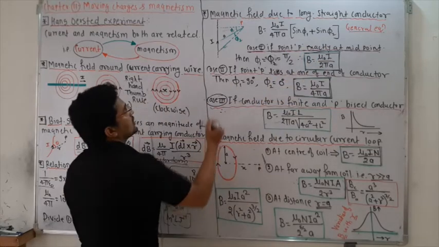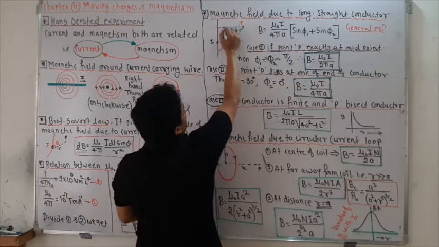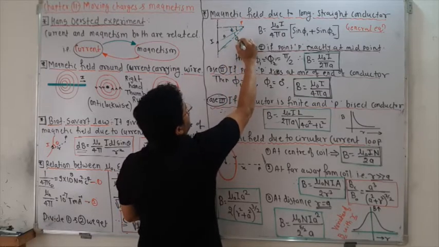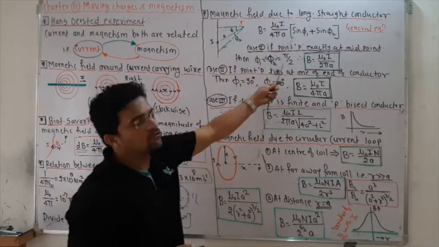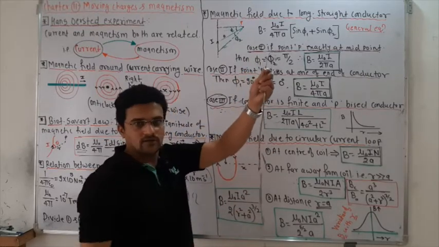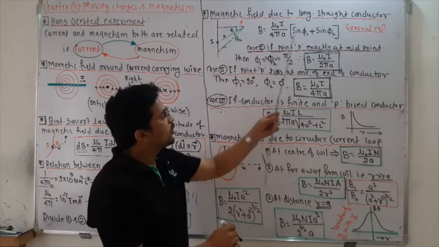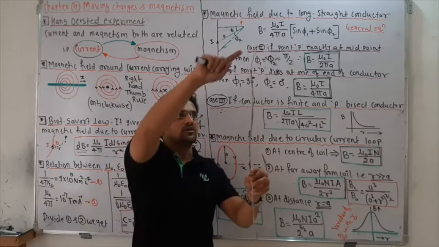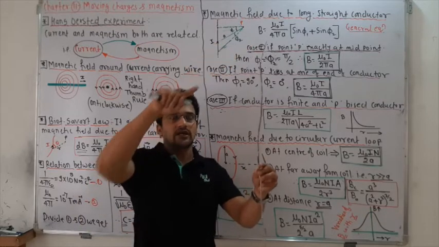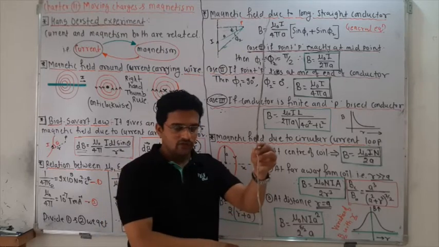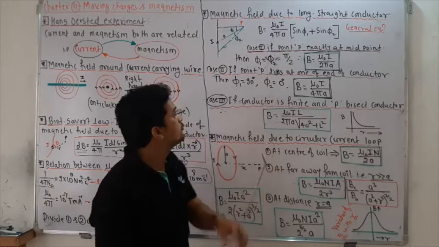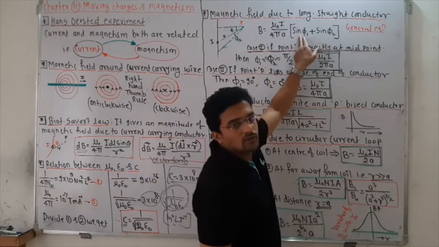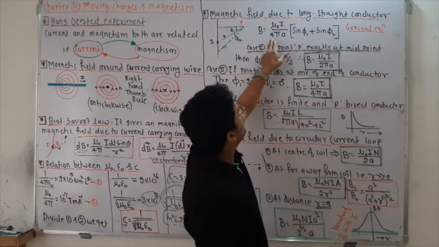So sine of phi 1 means, if you consider this point and drop a perpendicular, this angle becomes phi 1, and at the other end it becomes phi 2. So that is the general form. Now suppose this conductor is infinite, and the point P lies exactly at the midpoint. If you draw a line from infinity, it makes 90 degrees, and from the other infinity it also makes 90 degrees. So both phi 1 and phi 2 become 90 degrees. So sine of 90 plus sine of 90 becomes 1 plus 1, which is 2, and 2 divided by 4 gives you half.